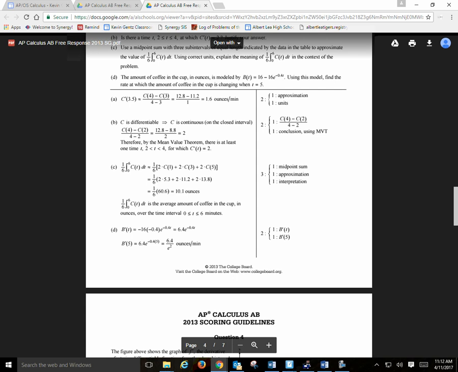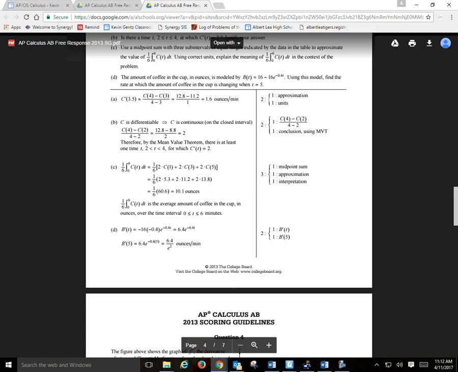I would err on the side of saying if it's differentiable, therefore it is continuous, and that way you can apply the mean value theorem and the intermediate value theorem. So you get 2, says by mean value theorem there is at least one time, and so on. This one gets 10.1 ounces. It says it is the average amount of coffee in the cup in ounces over the time 0 to 6. Notice you get 1 point for the midpoint sum, 1 for the approximation, 1 for the interpretation.